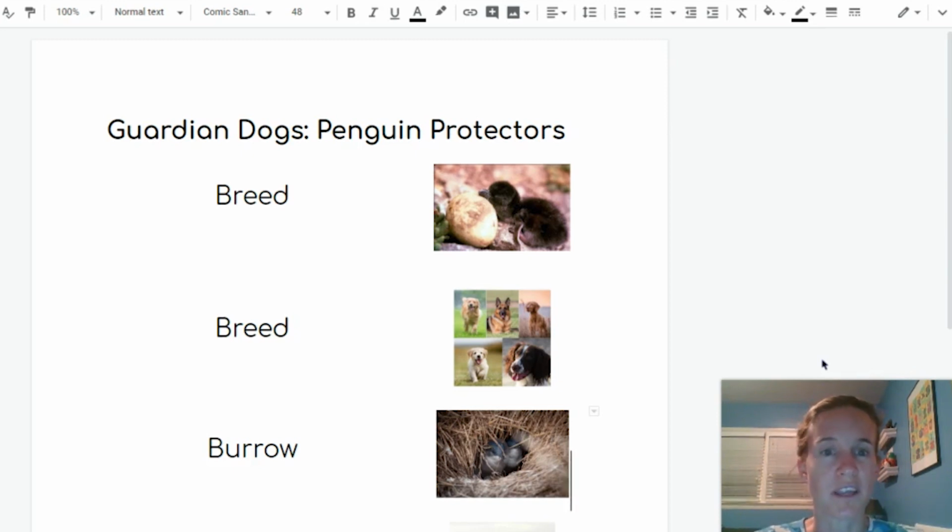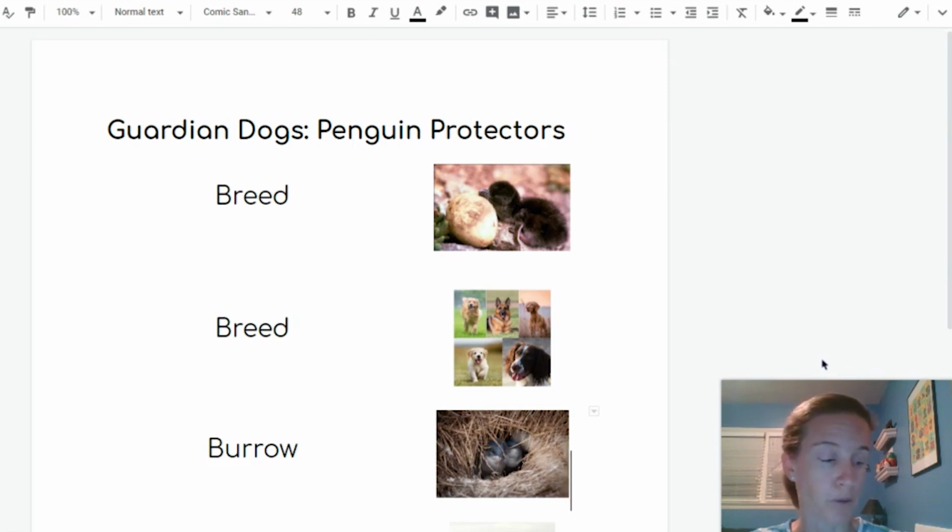The first word is breed. Breed means to produce offspring or babies. In the picture, we see the offspring of the little penguins who will be in our story today. Breed also can mean a group of animals who have common ancestors and similar characteristics. In the picture, you can see different breeds of dogs.